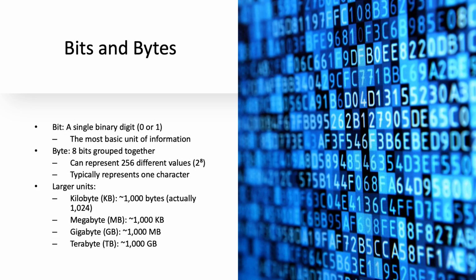Now let's talk about how binary is organized in computing. A single binary digit is called a bit. It's the smallest unit of data. 8 bits grouped together form a byte, which can represent 256 different values, from 0 to 255. A byte is commonly used to represent a single character in text. As we need to store more information, we use larger units, kilobytes, megabytes, gigabytes, and so on. Each unit is 1024 times larger than the previous one, though we often round to 1000 for simplicity. Understanding these units is essential for discussions about computer memory, storage, and data transfer rates.